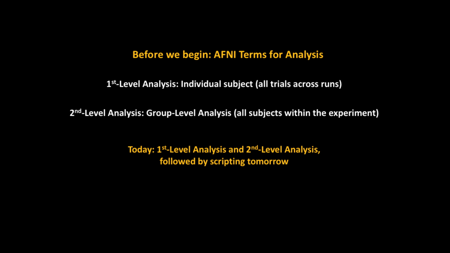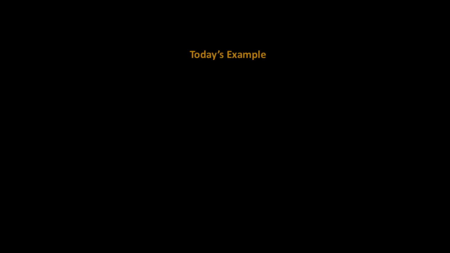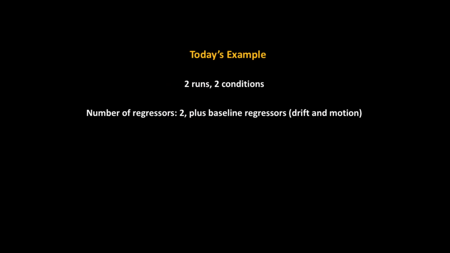And second level analysis just refers to a group level analysis across all the subjects. So today's example, we have 2 runs, 2 conditions. The number of regressors is going to be 2 for the number of conditions plus baseline regressors and also drift and motion. What this looks like, you actually already generated from that first subject. This is the design matrix.